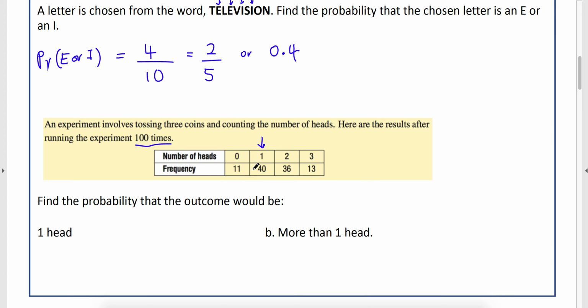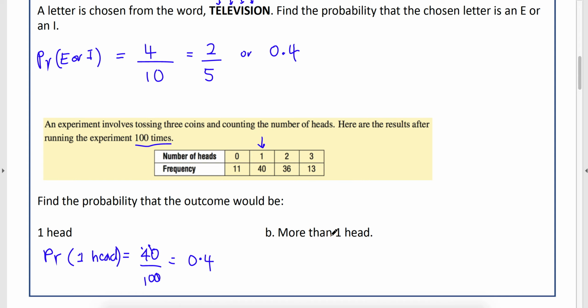So what we do is we look at the frequency in the experiment. So this happened 40 times. Out of the total, we had 100 times that the experiment was run. So again, we can simplify 4 over 10, which is 0.4, or just like the previous one, you could have written that as 2 over 5.